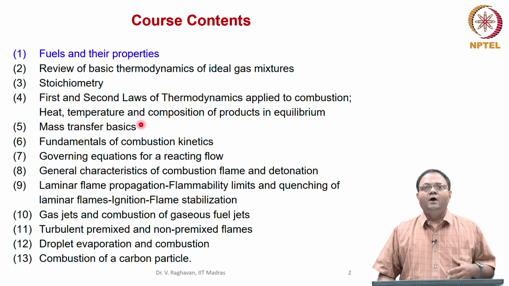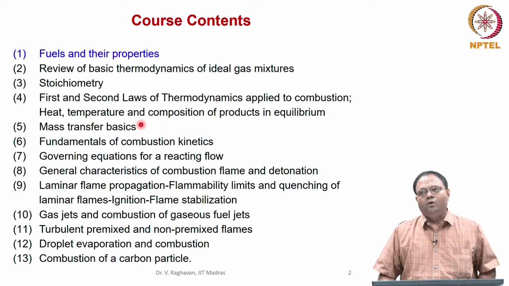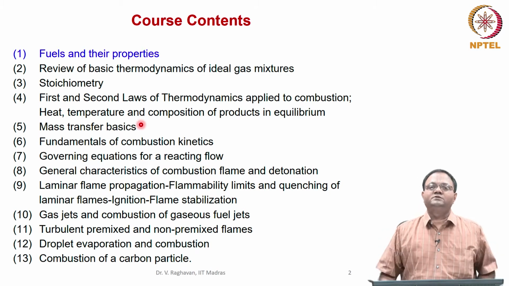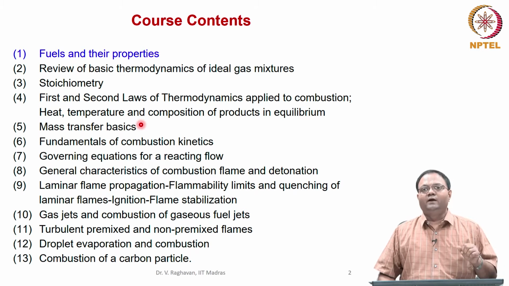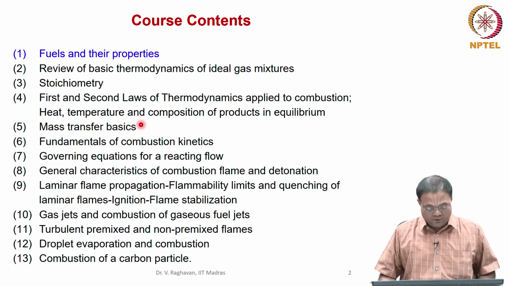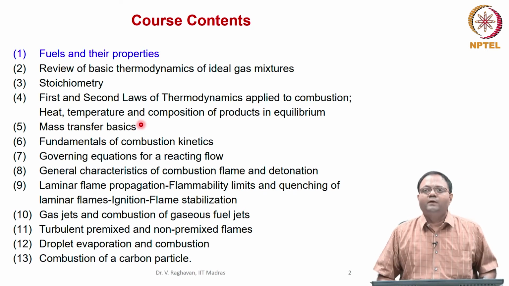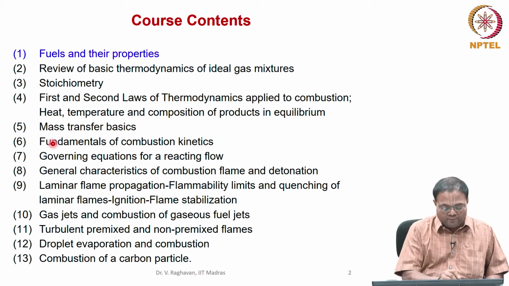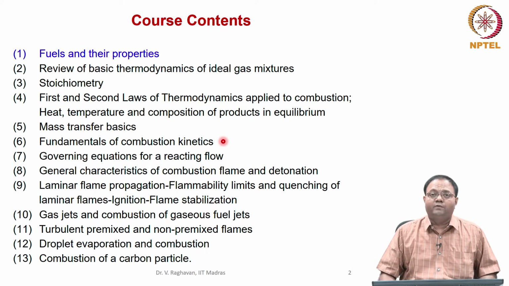So for example, I want to burn a particular amount of fuel within a particular amount of time. So what should be the length of the combustion chamber I require? How fast it burns should be decided before dimensioning the combustion chamber. For that purpose, we need to know the typical rates of the chemical reactions. That will be given by fundamentals of chemical kinetics. So, that is the sixth topic we will see in this course.